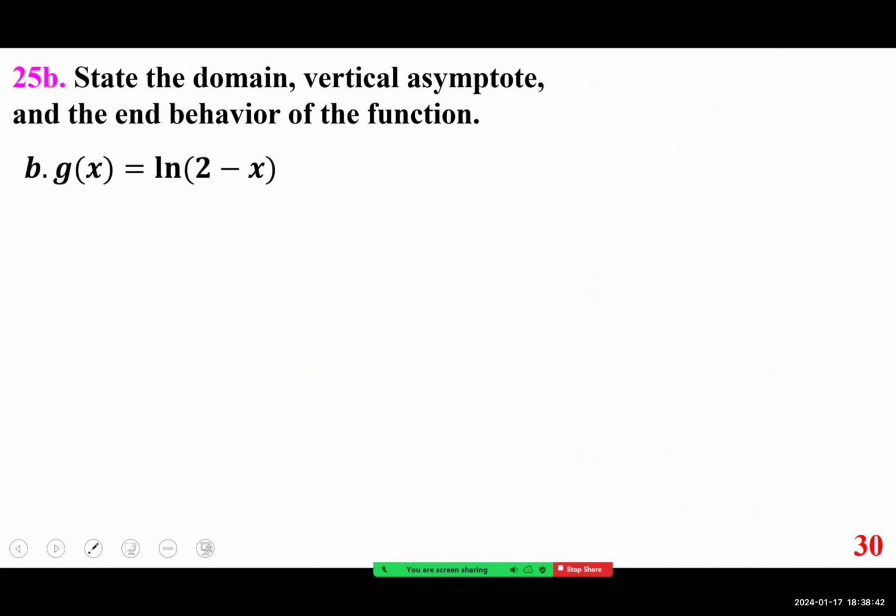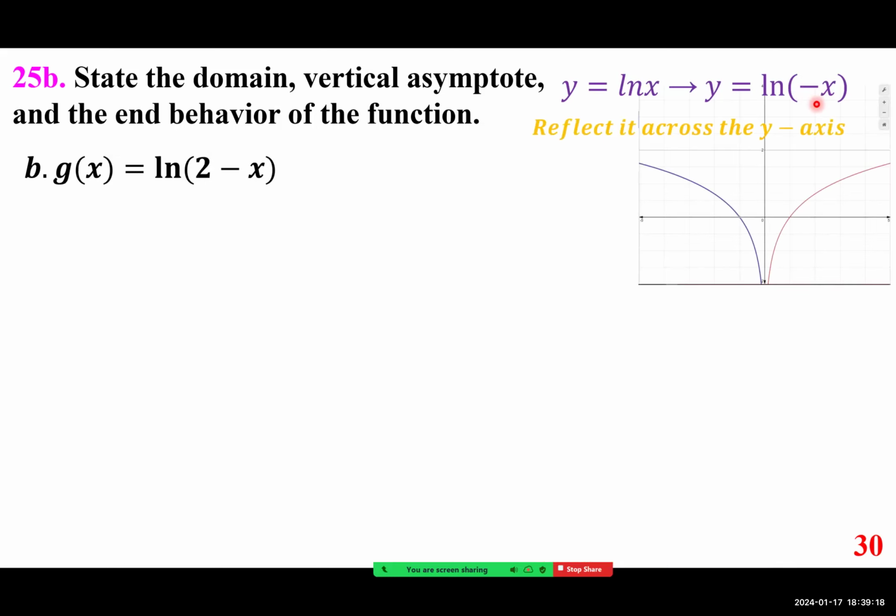All right, we're going to do the same thing. We're going to state the domain, vertical asymptote, and the end behavior of this function, ln of 2 minus x. And by the way, very easily, you can see 2 minus x equal to 0, x equals 2 becomes a vertical asymptote. But what is the transformation? First, let's start with ln x, and then we are going to go with ln of negative x. And that means the negative sign is in front of x, the transformation, that means reflected across the y-axis.